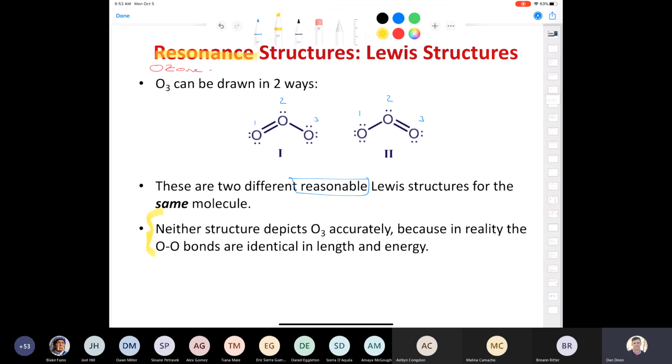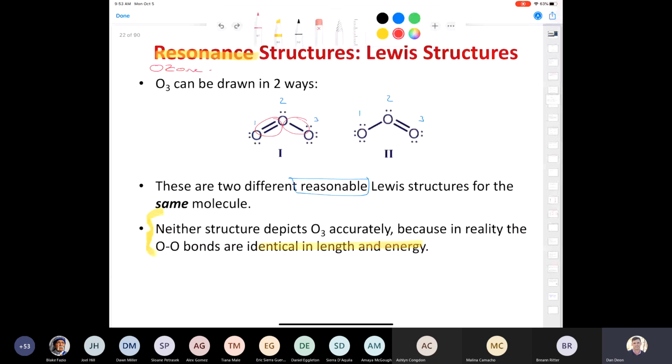It says neither structure depicts ozone accurately because in reality, the oxygen-oxygen bonds, check this out, have the same length and have the same bond energy. What? How can that be? Hold on. Hold the phone. Look. You look at this structure, you say, hey, there's a double bond, Mr. Dion, and there's a single bond. There's a single bond, there's a double bond.